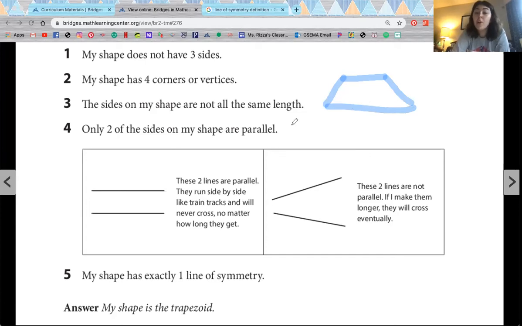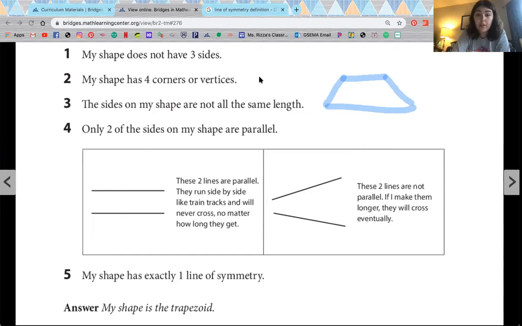Only 2 sides are parallel. Which 2 sides are parallel? The top and the bottom, or the right and the left? The top and the bottom are parallel. This line, if I kept going and going, I could go on forever and they would never touch. These 2 lines, if I kept them going forever, they would eventually start touching probably up here somewhere. And it has 1 line of symmetry.